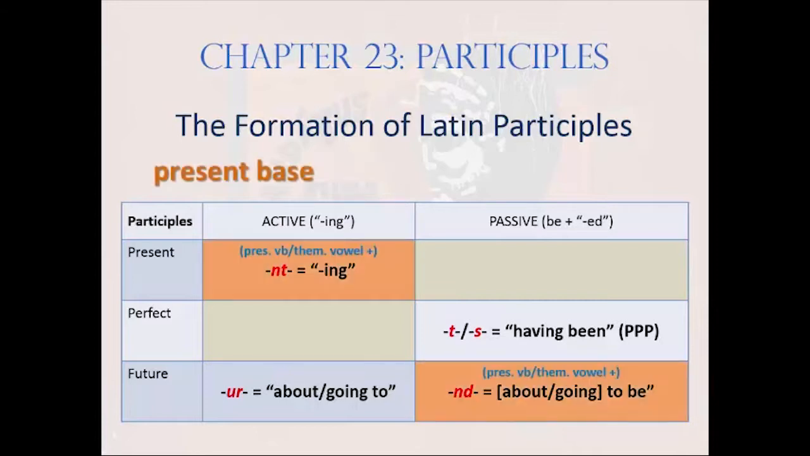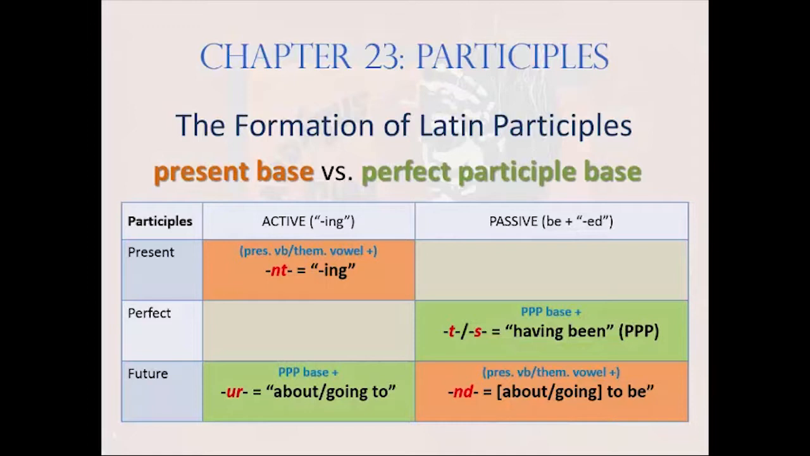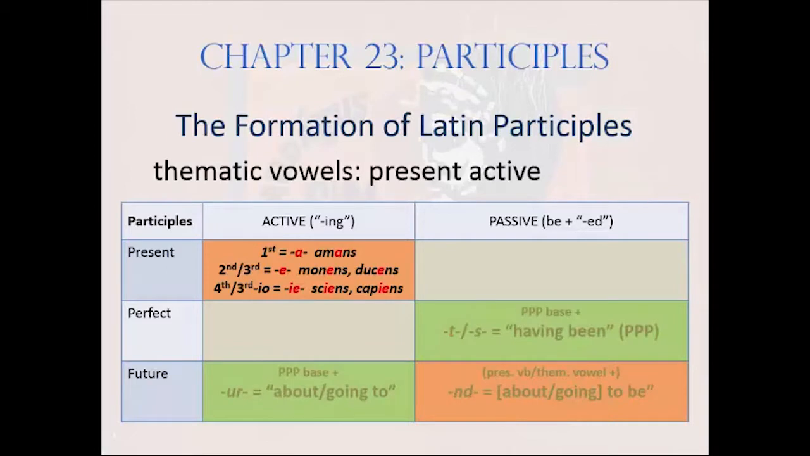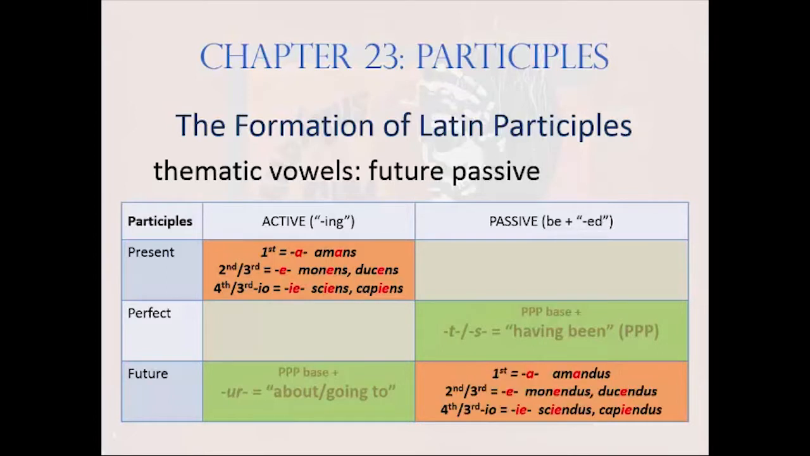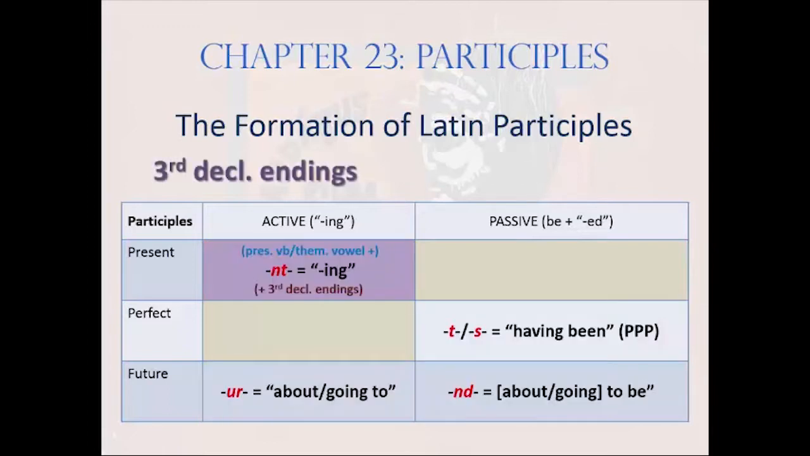Notice that two of the participles, the present active and future passive, use the present active verb base, and two use the perfect passive base, the perfect passive and future active, which means that thematic vowels are significant for the present active participle and the future passive. A will be used in first conjugation, E in second and third, and IE in third IO and fourth. Notice also that only one of the participles employs third declension endings, the present active. All the others use first-second declension endings.